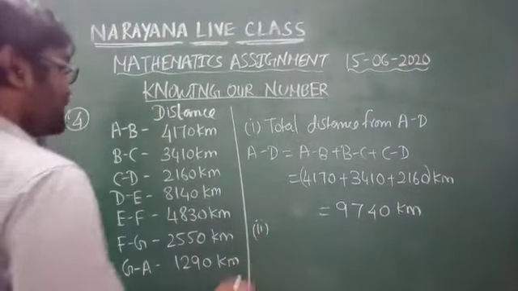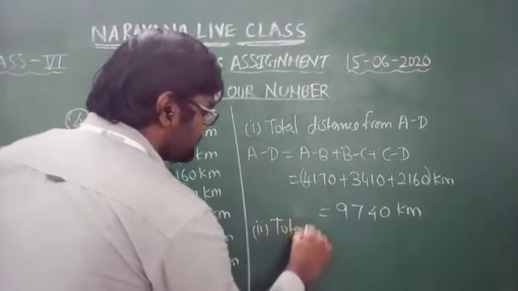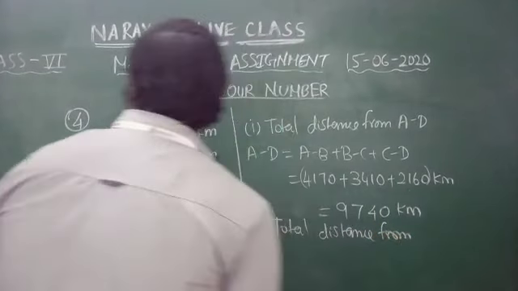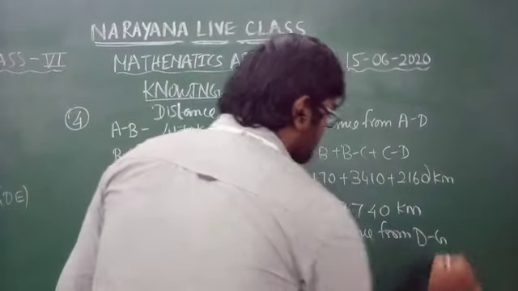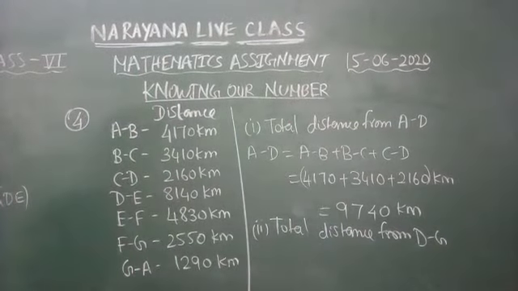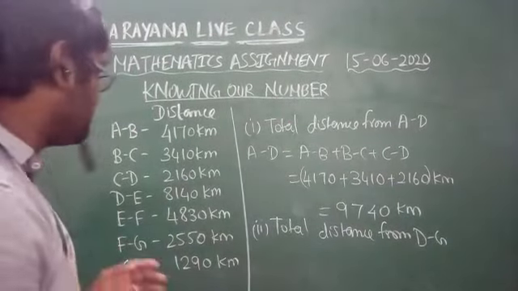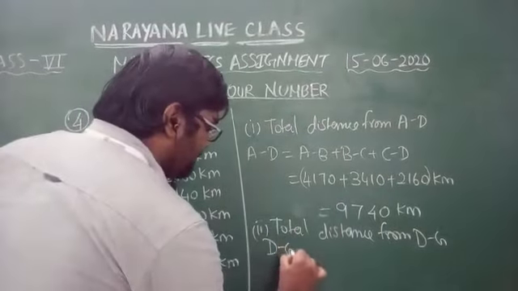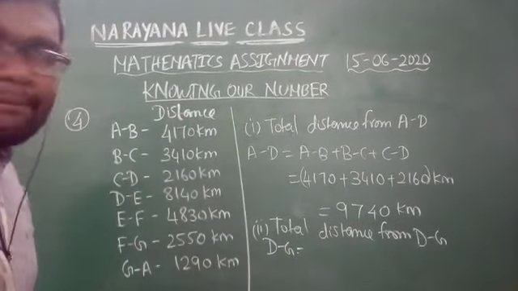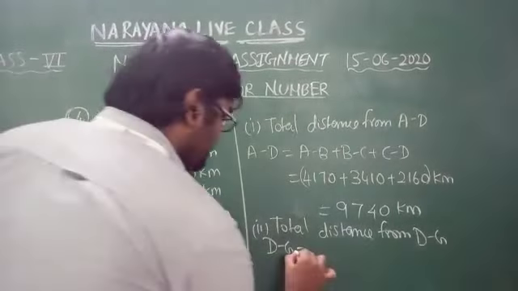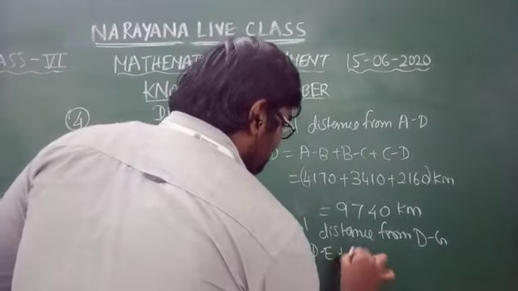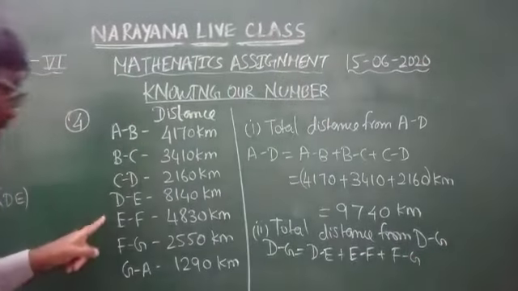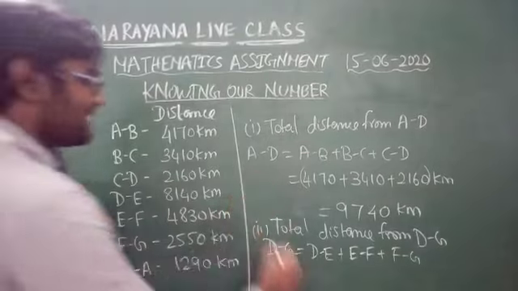The second subdivision is the total distance from D to G. How will we find D to G? D here, G here, from D to G. So from D to G what intervals will come? DE plus EF plus FG. These three will come. So again the same method we are going to add.